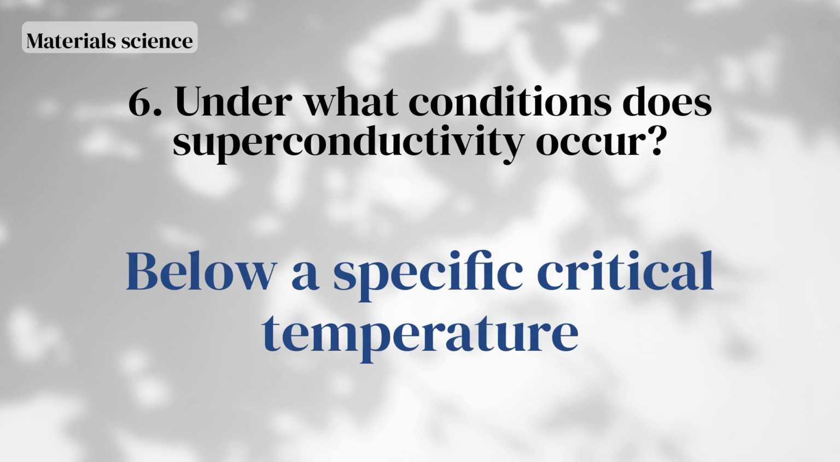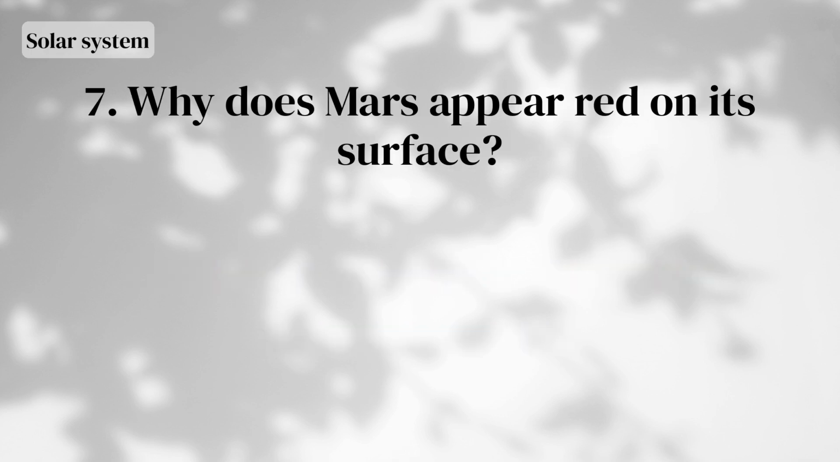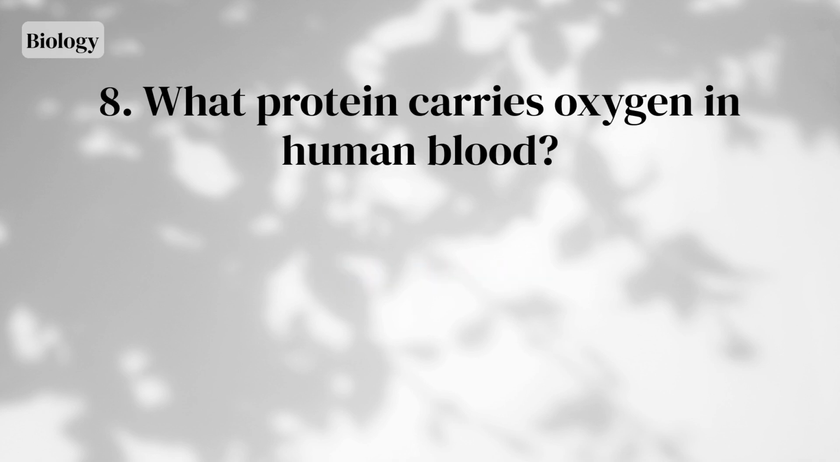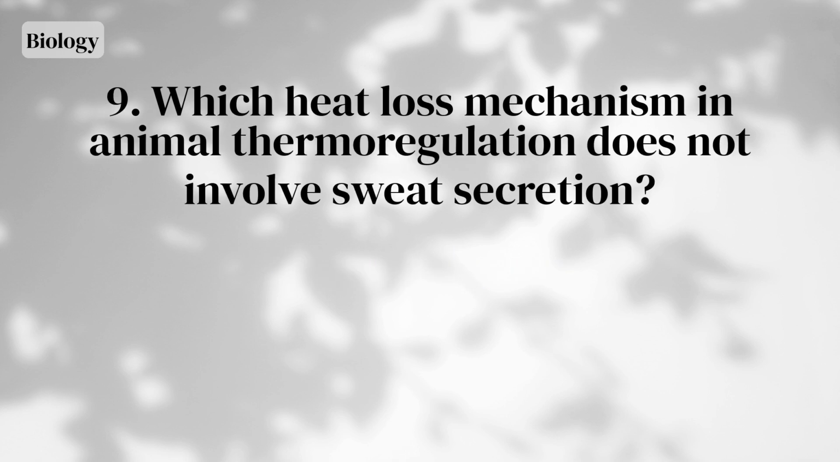Below a specific critical temperature. Why does Mars appear red on its surface? Iron oxide. What protein carries oxygen in human blood? Hemoglobin. Which heat loss mechanism in animal thermoregulation does not involve sweat secretion?